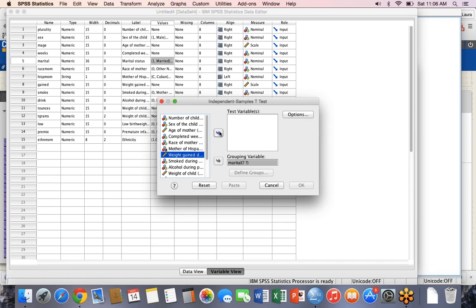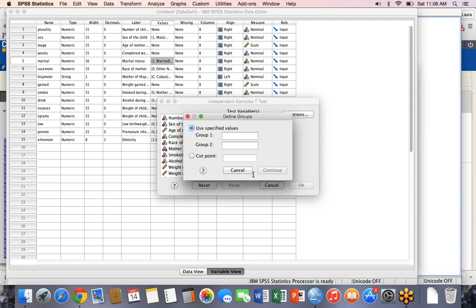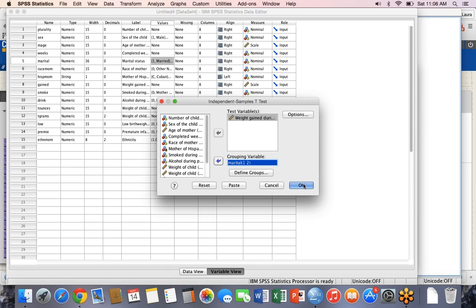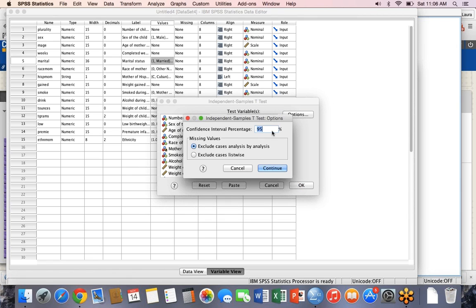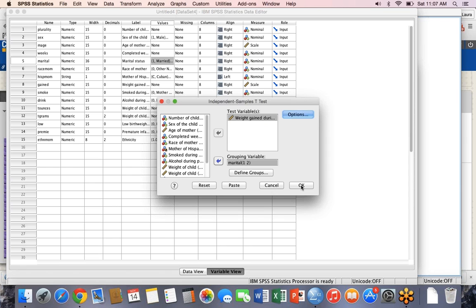In the test variable, we want to calculate the means of the amount of weight gain for each of those two groups. SPSS needs to know what those group values are. In this case, it turned out to be a 1 and a 2. I wanted to make sure that it was not more than those two groups. Okay, we can click continue. If we go up into options, you can define your level of certainty. 95% means an alpha of 0.05. If you wanted your alpha to be 1%, you would change that to 99. But let's leave it at 95%, and click OK.